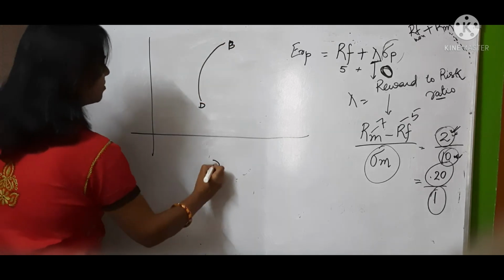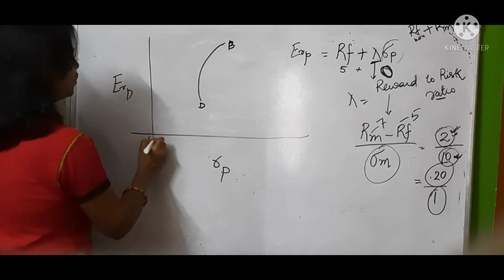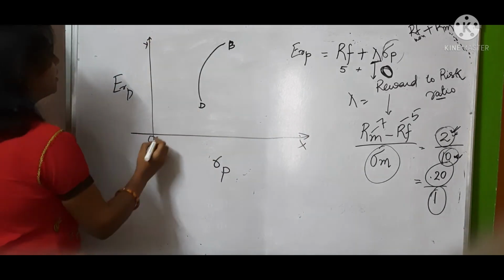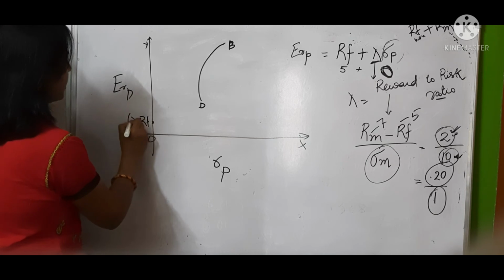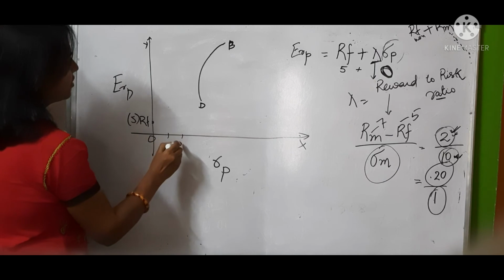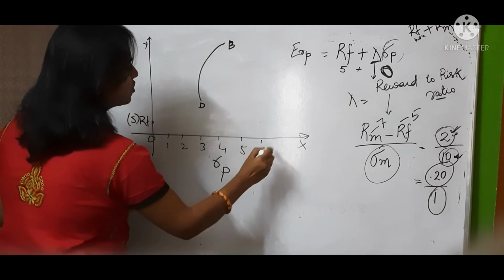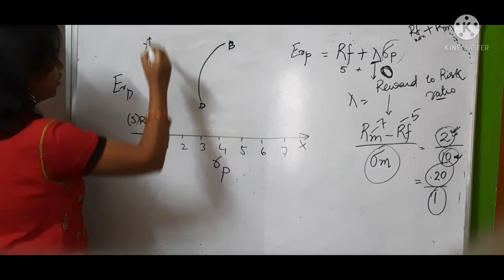This is my portfolio standard deviation and this is my expected return of the portfolio. This is my OX axis, this is my OY axis. Now, this is my risk free return RF, which is 5 in my example. The investors will vary the degree of risk. As you go this side, you are taking more risk, and obviously your returns will also increase.